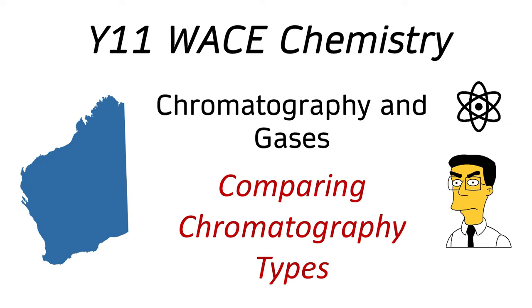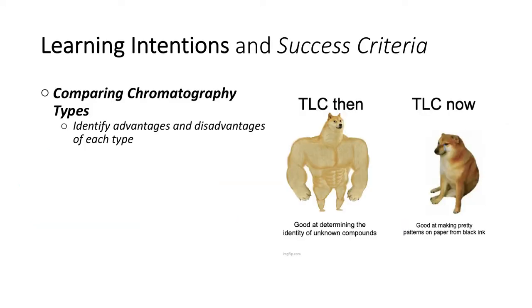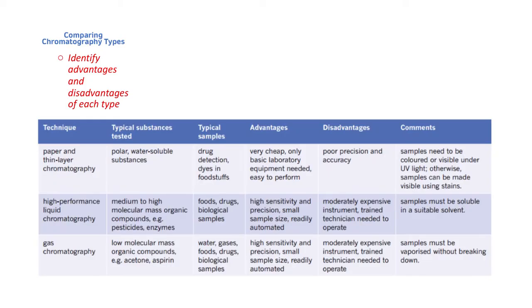We're just going to compare the other chromatography types. Okay, so let's get started. We're going to find out what are some advantages and disadvantages of each type. So first of all, we've gone through the thin layer chromatographies, which is your paper and thin layer.